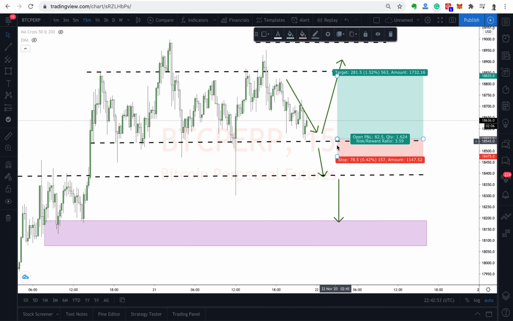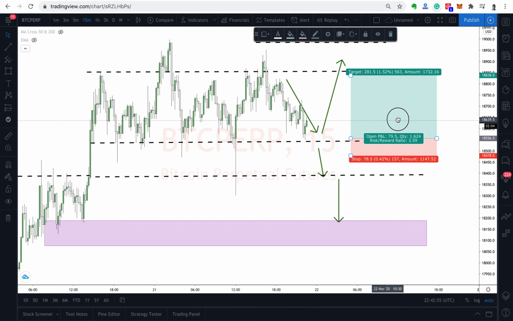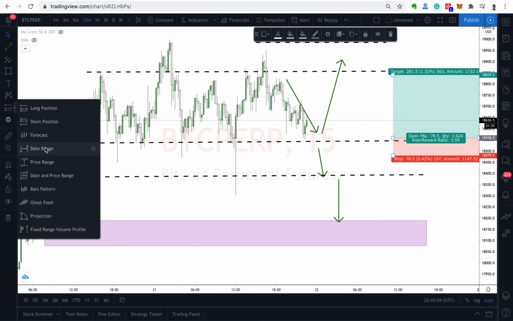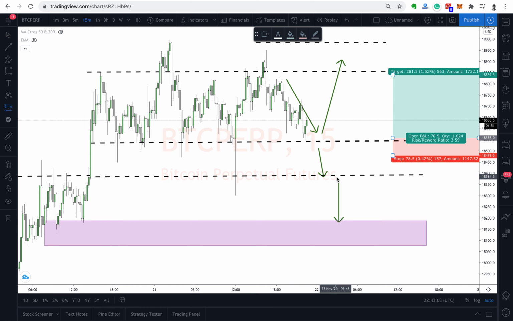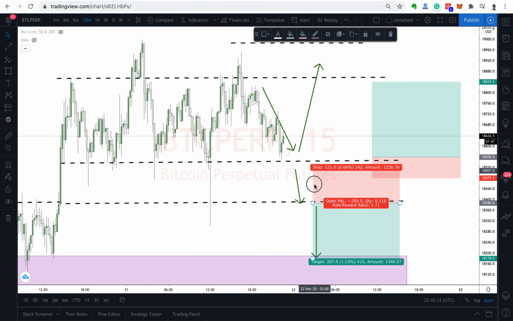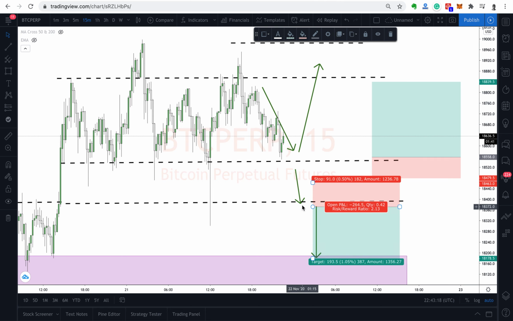Now this is for longing, for buying. You can now draw another one for shorting. If BTC passes this zone, you can decide to short and calculate your profit. So we are going to click the short position and draw our short diagram here. We'll know that if BTC drops below this zone, I want to short it.